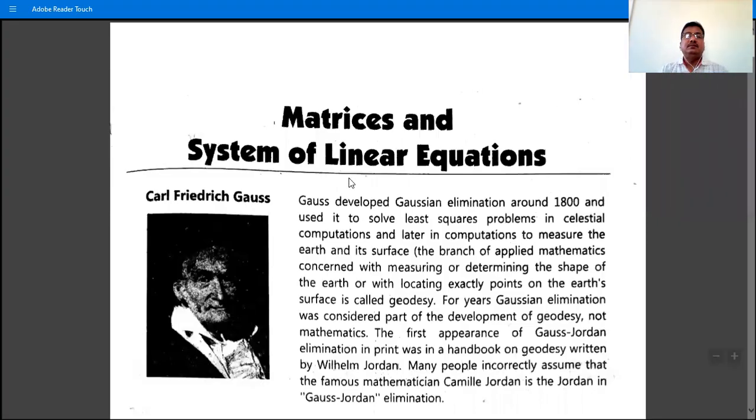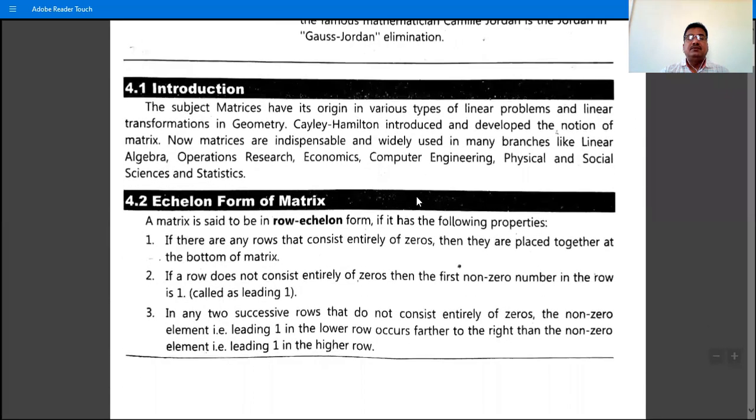We are going to start paper number 1, that is linear algebra. The first chapter of the paper is Matrices and System of Linear Equations. So the first definition is echelon form of the matrix.